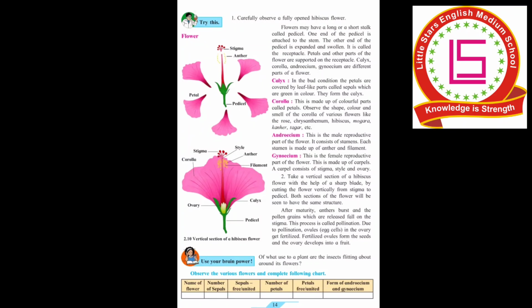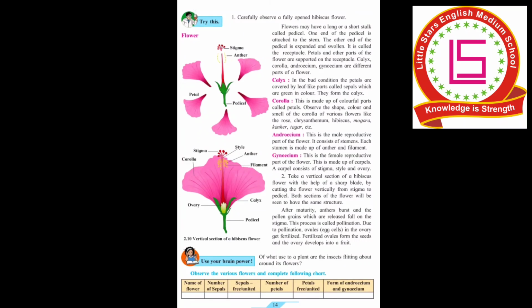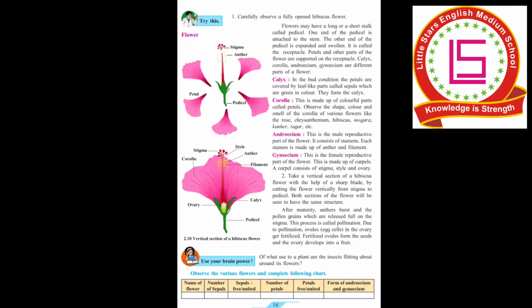The other end of the pedicel is expanded and swollen. You can see as we go upwards, it is a little bit swollen, meaning a little bigger. It is called the receptacle. The other parts of the flower are supported on the receptacle. Calyx, corolla, androecium, gynoecium, these are the different parts of a flower.